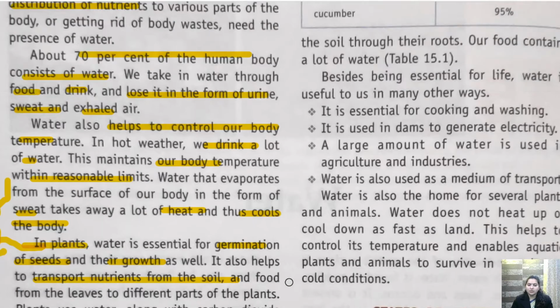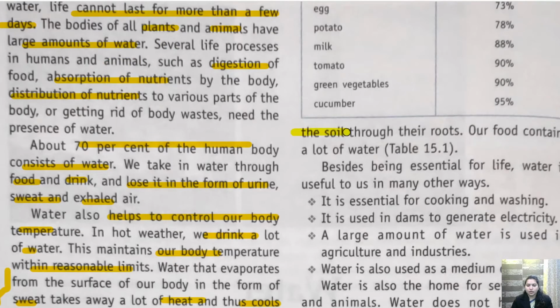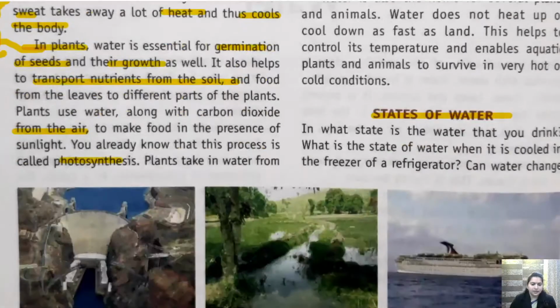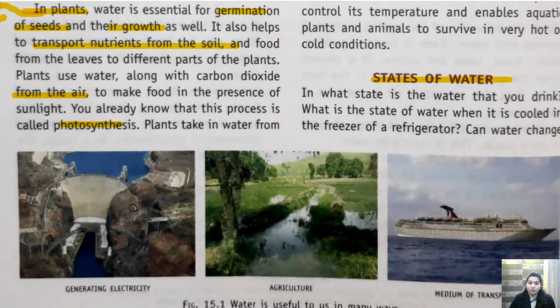The plant takes in water from the soil through the roots. So this we have already discussed. Okay, so see, water is also used in certain electrical work, like in generating electricity. How? The force of water is used to rotate a turbine. I'll show you.